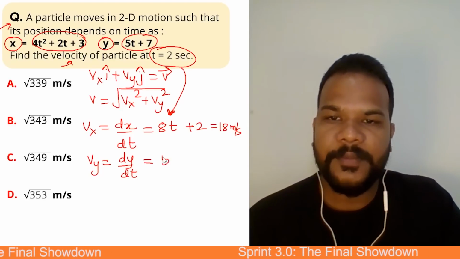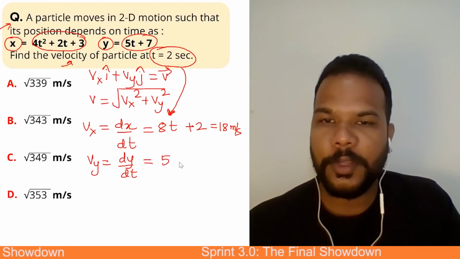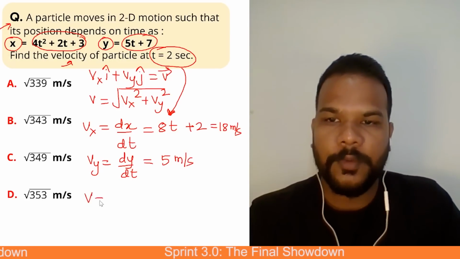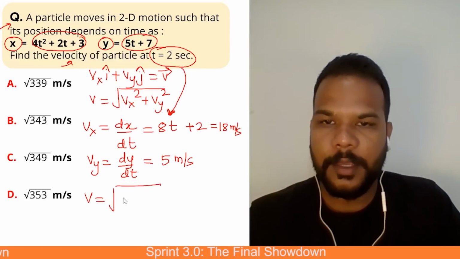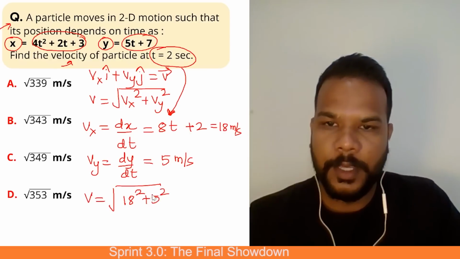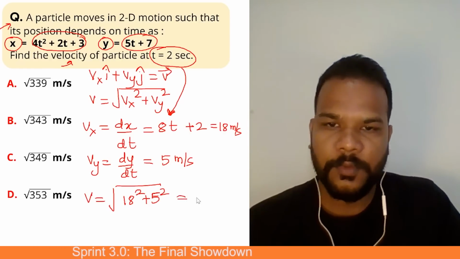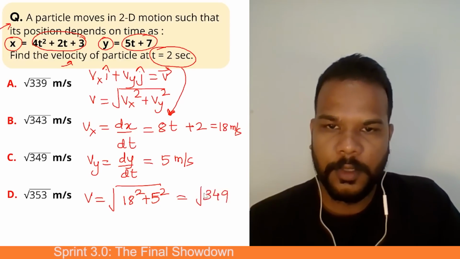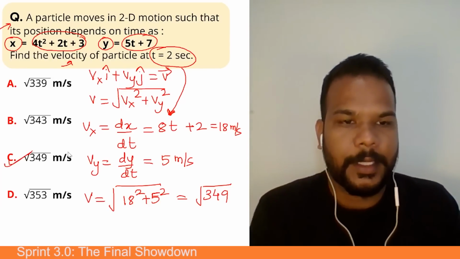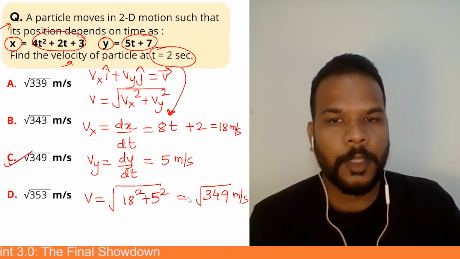So 5t ka differentiation is 5, 7 doesn't get differentiated, or rather gets differentiated to give you 0 because it's a constant. So this is 5 meters per second. So now when you find out the value of v by vx square plus vy square, this is 324 and this is 25, so the value will come out to be under root of 349 meters per second. Yes, the correct answer comes out to be under root of 349 meters per second.